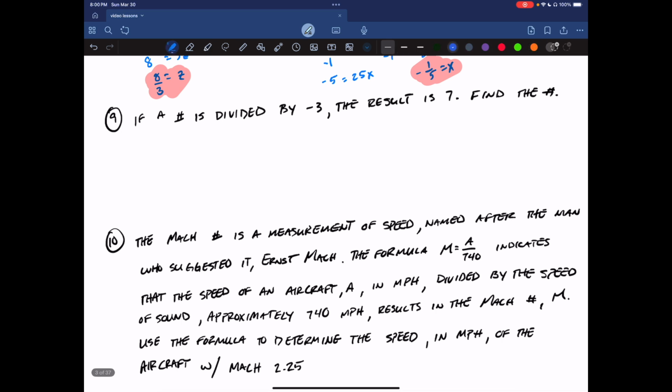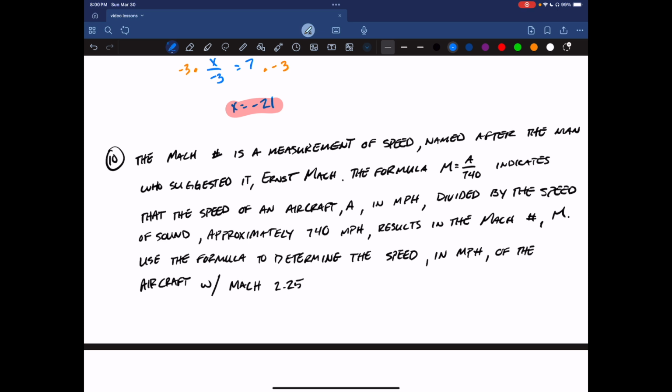Okay. Number 9. If a number is divided by -3, so some number x over -3, the result is 7. And it says find the number. You could go ahead and solve it without it telling you to find the number. Since it says find the number, we have to make sure that we follow through and not just leave it like rewriting the statement. So multiply both sides by -3. And so x is going to be -21.